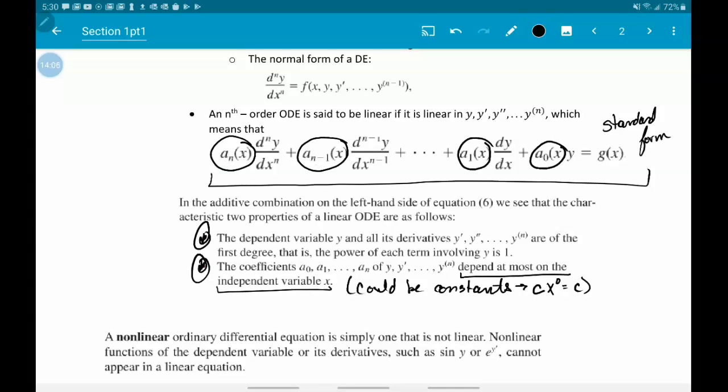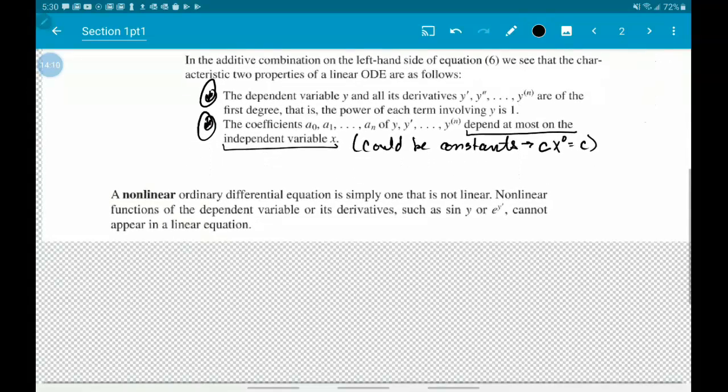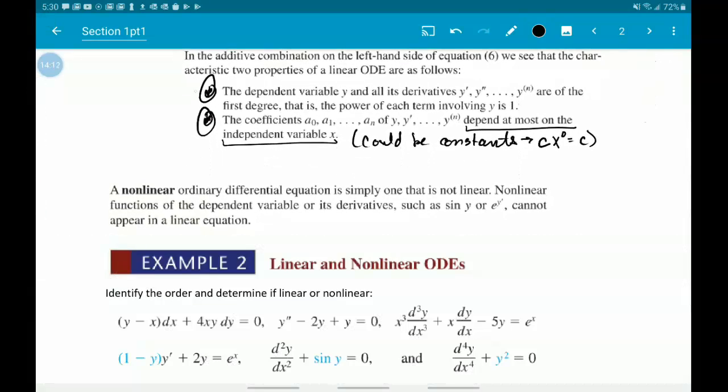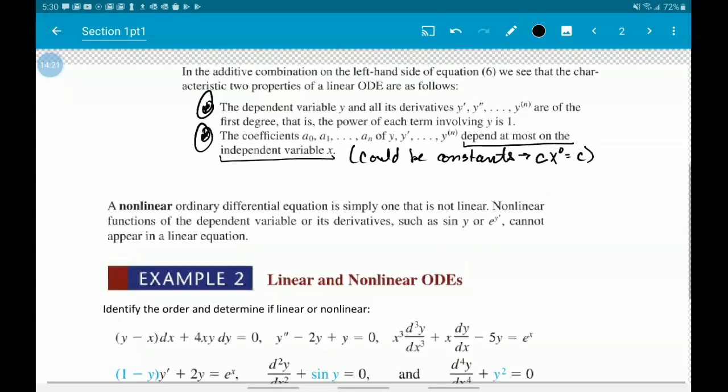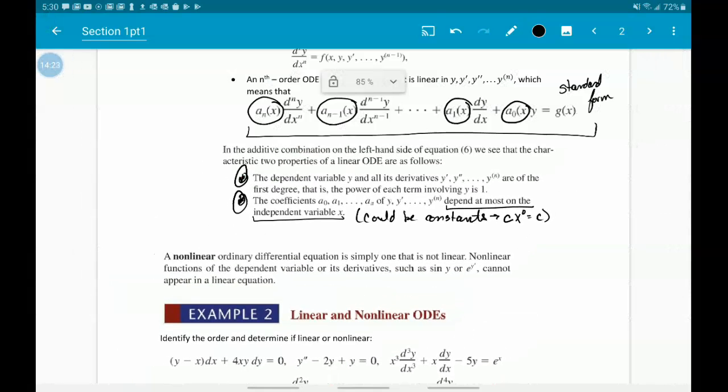They cannot be functions in terms of the dependent variable y. If it's not linear, if one of these criteria has been broken, then that means that it is nonlinear. So when it's nonlinear, then we could have a derivative raised to a power, or one of those coefficients may be something like sine of y or e to the y prime.